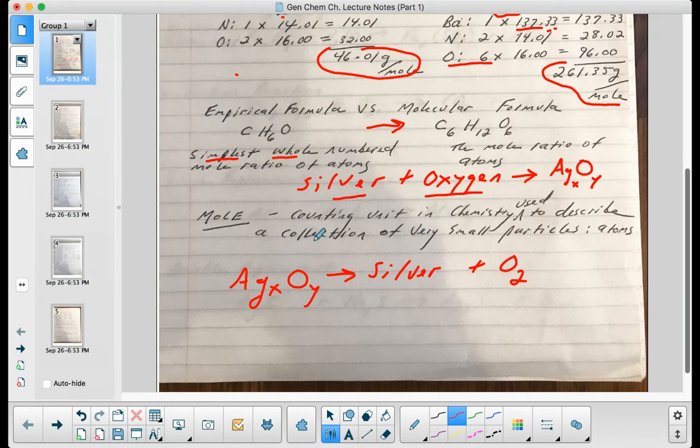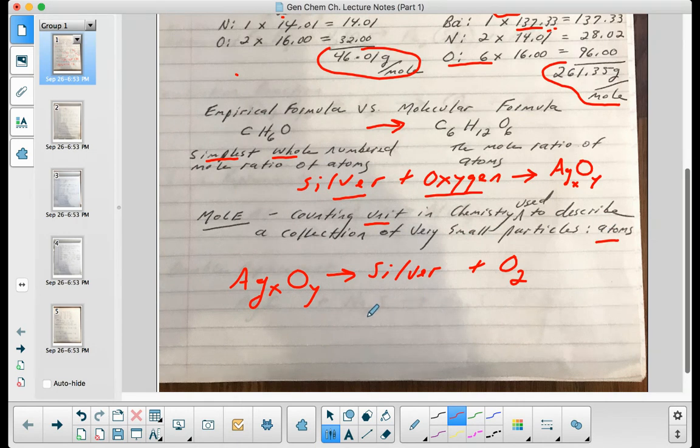Okay, so what's the mole? We've talked about it at other points, but we've never really clarified what it is. So it's really a counting unit in chemistry, and it's used to describe a collection of very small particles, such as atoms.